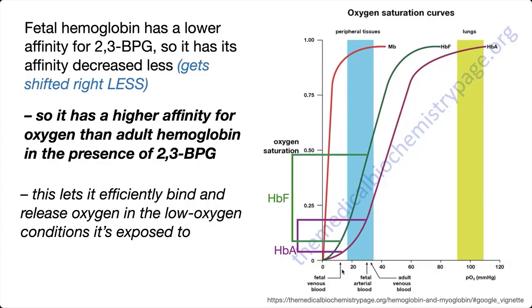And so if we look at the fetal venous blood, which is where the oxygen would be released, you can see that in the case of our HbA, we would not be releasing very much. But in the case of our fetal hemoglobin, now we're releasing a large amount of the oxygen.